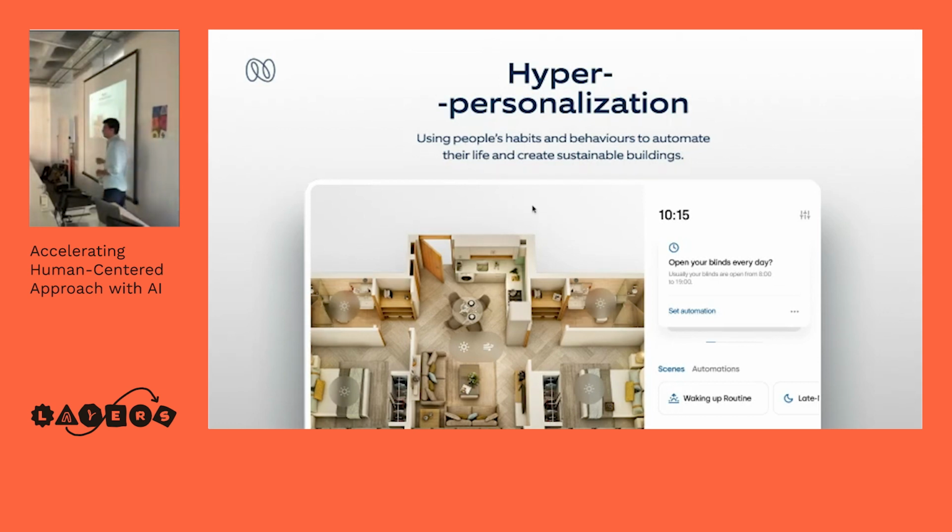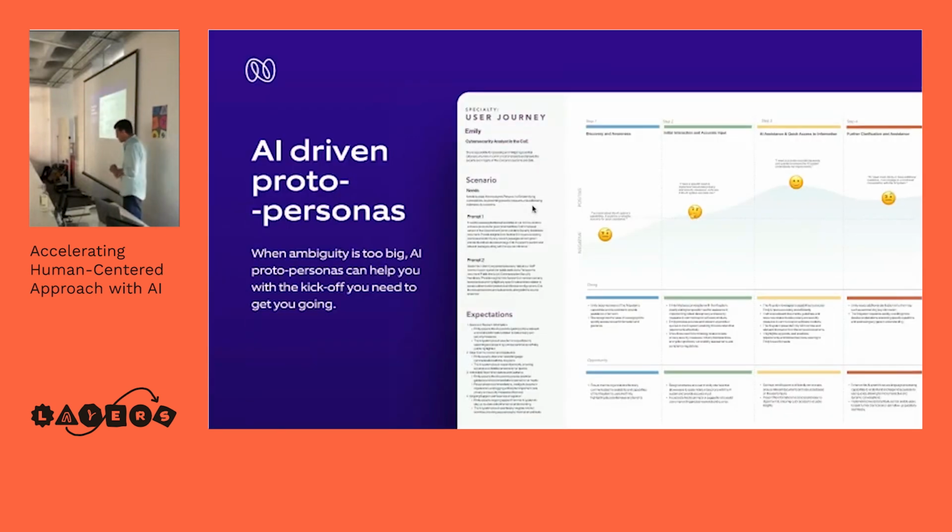At the same time, we're creating even more sustainable buildings because we're accounting for one factor that people weren't accounted for, which is people. All right, this doesn't talk too much about AI, but AI is driving a lot of this automation here. Now, accelerating a few of the work that we do, the human-centered approach.